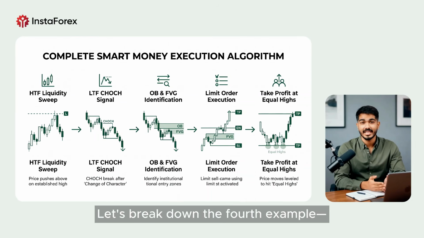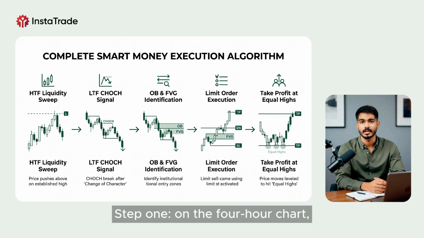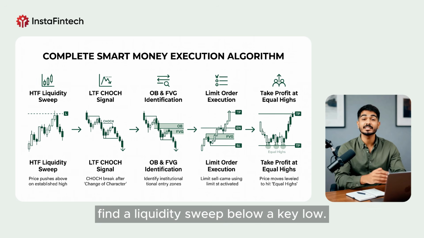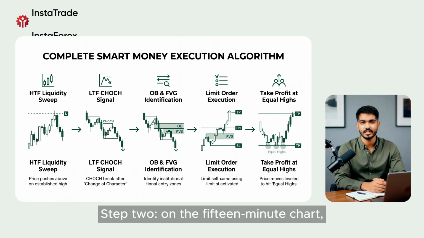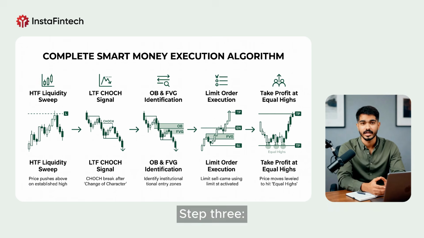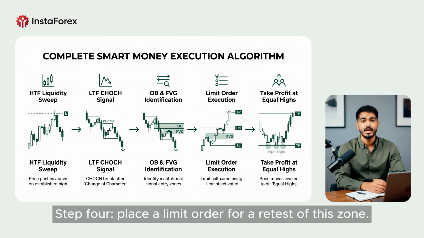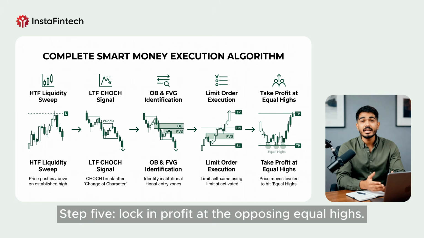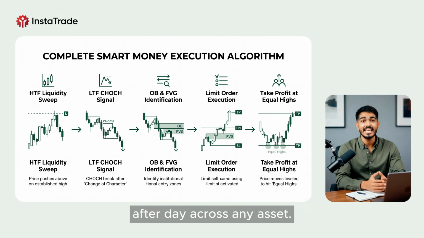Let's break down the fourth example, a classic 5-step smart money model in the crypto market. Step 1. On the 4-hour chart, find a liquidity sweep below a key low. Step 2. On the 15-minute chart, wait for an impulsive structural shift, a CHoCH. Step 3. Mark the resulting imbalance and bullish order block. Step 4. Place a limit order for a retest of this zone. Step 5. Lock in profit at the opposing equal highs. This algorithm repeats in the market day after day across any asset.